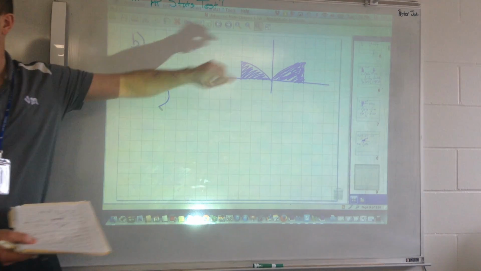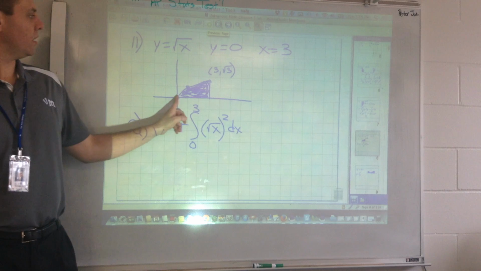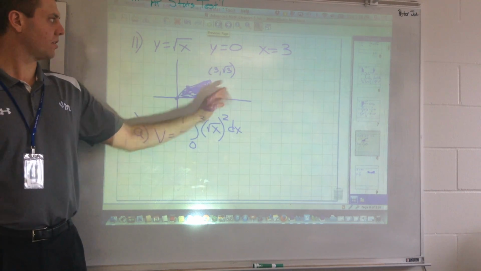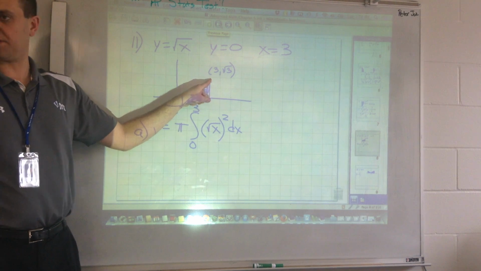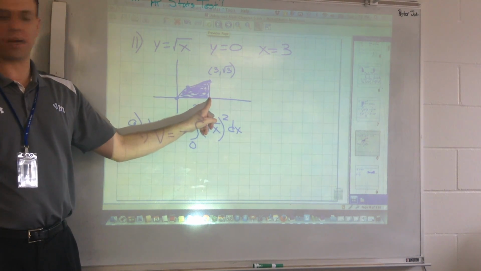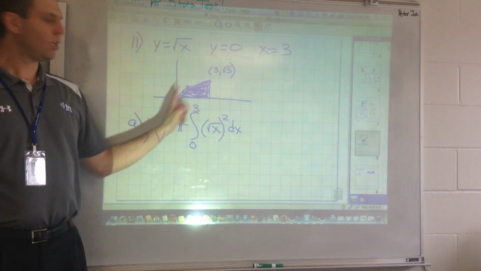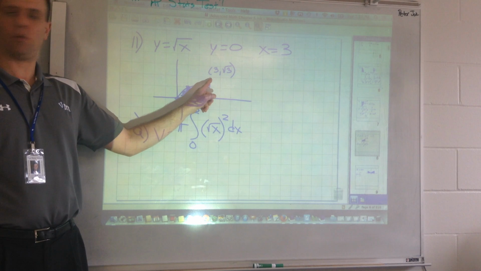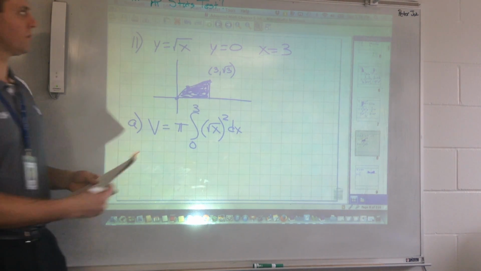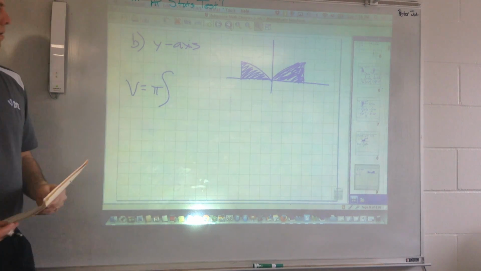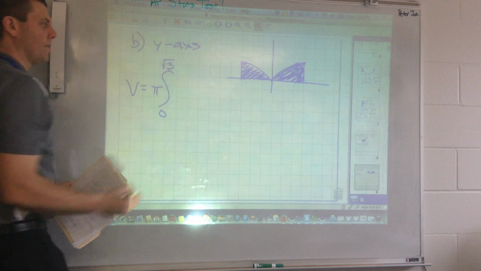How did we get the square root of 3 again? Back here, because I knew that my limit in the x direction was x equals 3. So if I want to know what coordinate this is right here, I know my x value is 3. Isn't this the function y equals square root of x? So if my x value is 3 and I want to know the y value there, I could just plug 3 in for x. So I'm going from 0 to the square root of 3.